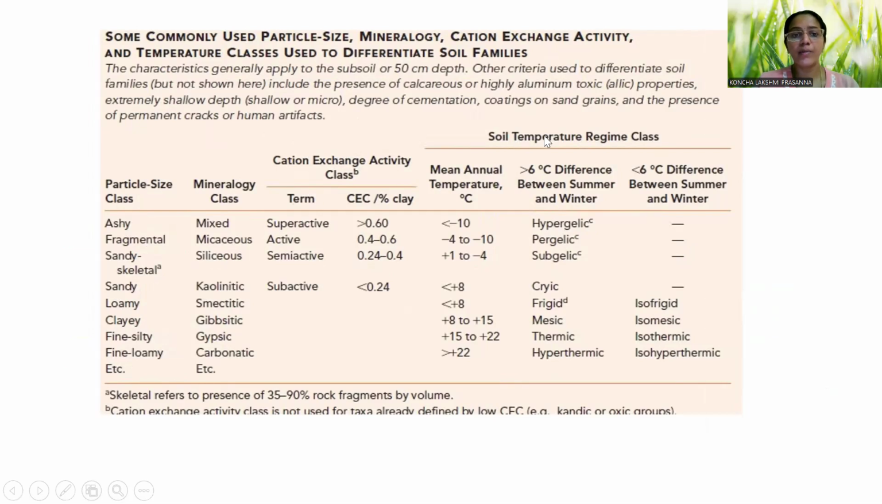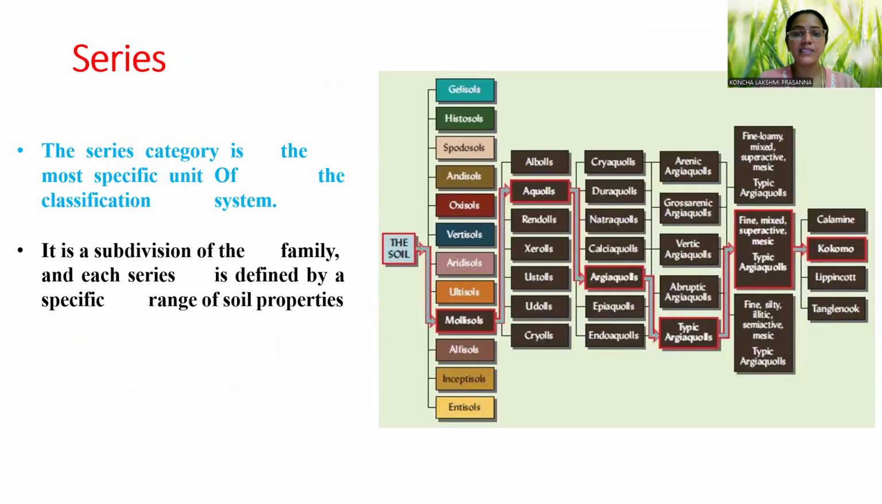So here you can see the soil temperature regimes like hypergelic, pergelic, subgelic, cryic, frigid, mesic, thermic, and hyperthermic. These are the types of soil moisture regimes. Next is the series. The series category is the most specific unit of the soil classification system. It is a subdivision of the family, and each series is defined by a specific range of soil properties.